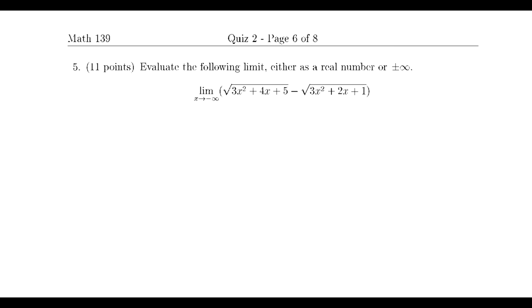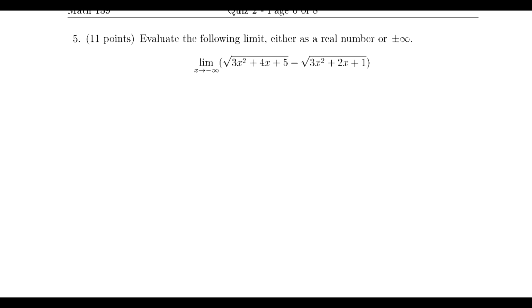Now we have to evaluate a limit. This was probably the hardest question on any of the quizzes, and only because it's very mechanical. So when we have square roots, what we need to do is multiply by the conjugate. So I will write this whole thing out as a multiple of the conjugate. Actually, I'm going to be just a little bit lazy and write it out on the side here.